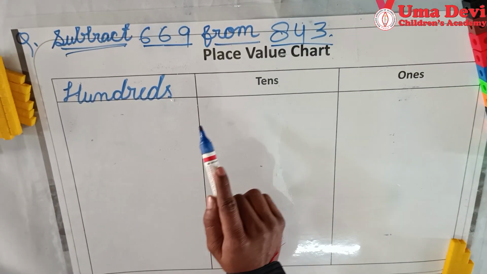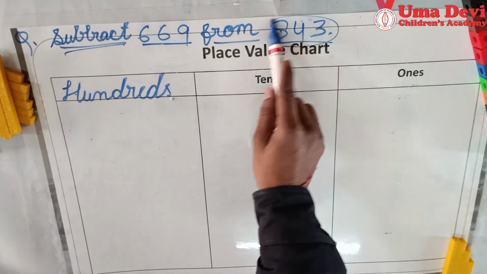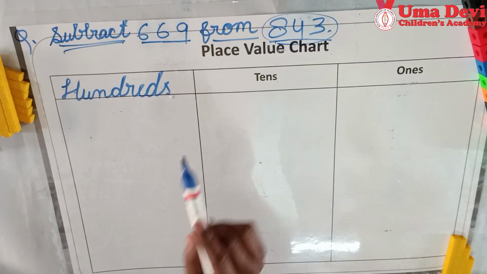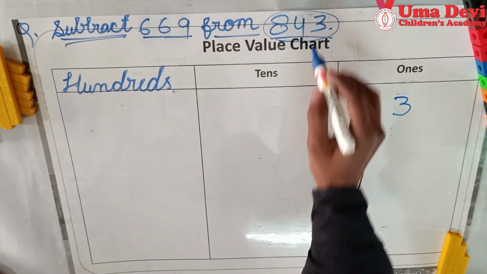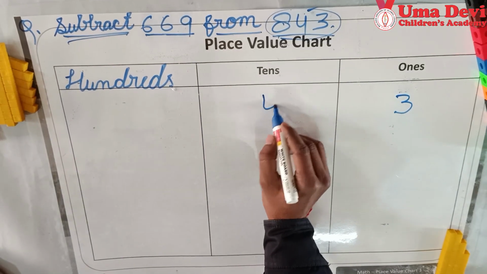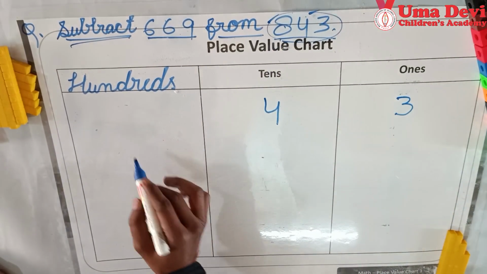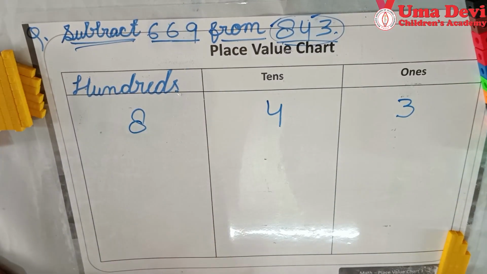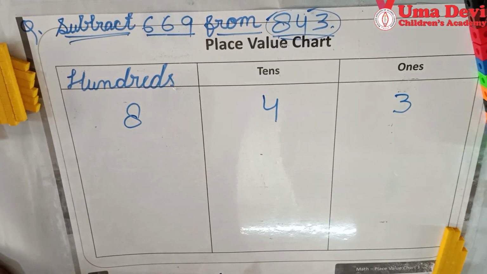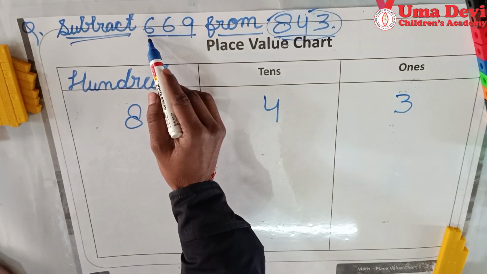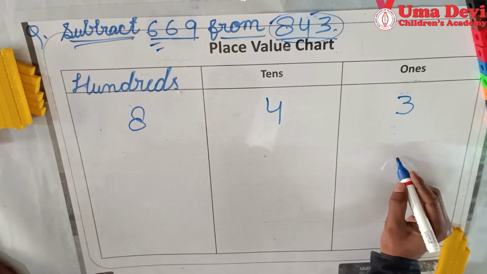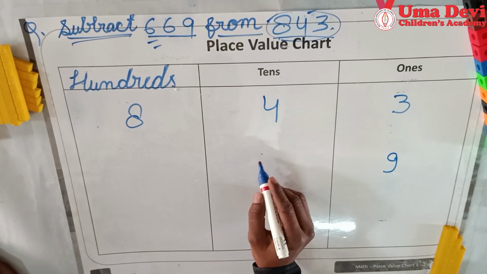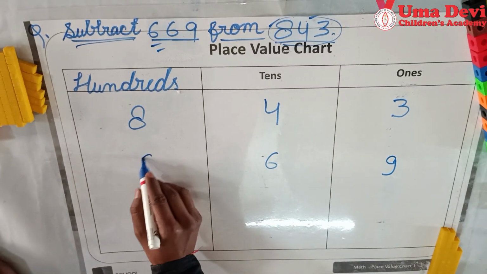So now tell me which is the bigger number here. We know this is the bigger number, and we will write it at the top. So where will 3 go? 3 will come in the ones. Where will 4 go? 4 will come in the tens. Where will 8 go? 8 will come in the hundreds. Right. So we have to subtract this number 669 from here. So 9 is here, 6 will come here and 6 will come here.